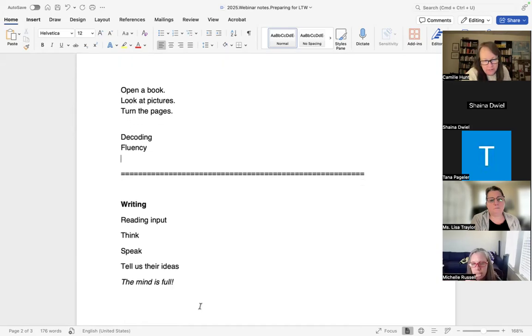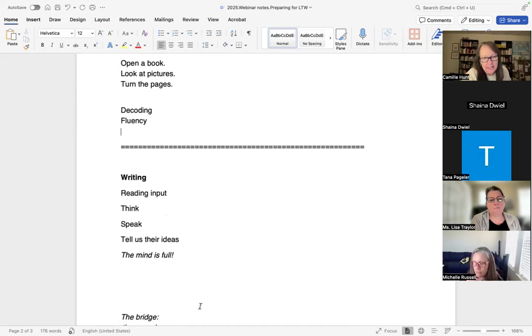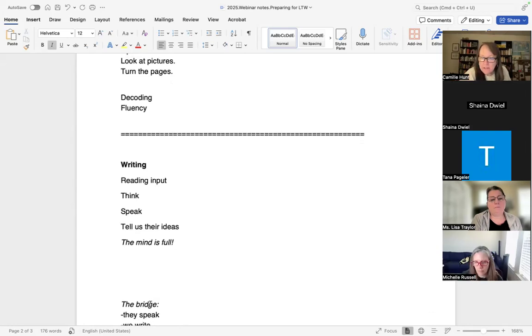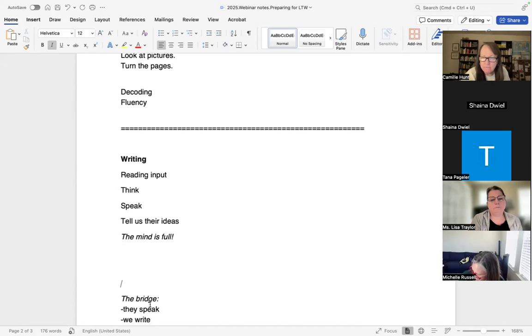So here's the bridge. This is what we can do to help get our students from that kind of thinking to writing. And often I've heard parents say, or teachers say, that he knows he has ideas, but he can't get them onto the paper. Can't go from mind to paper. So here's how we help them do that. We're the bridge. So they speak, they tell us their ideas, and then we write them.